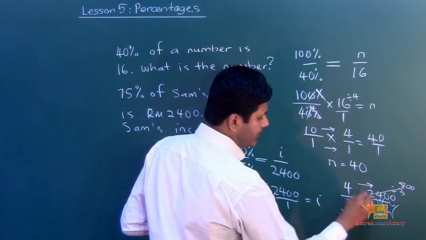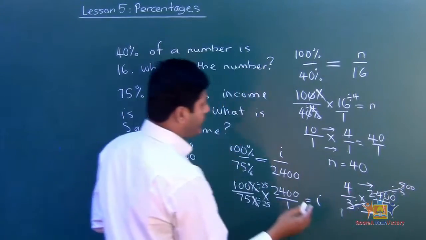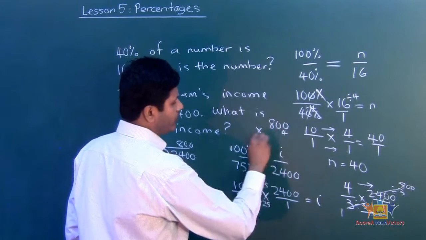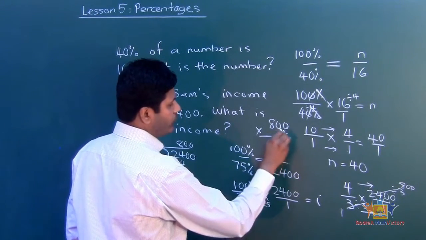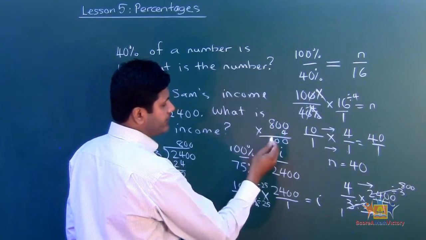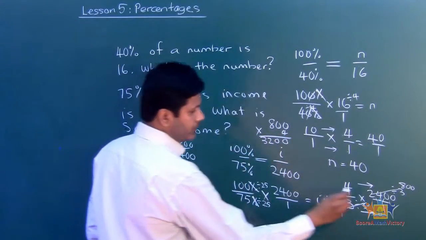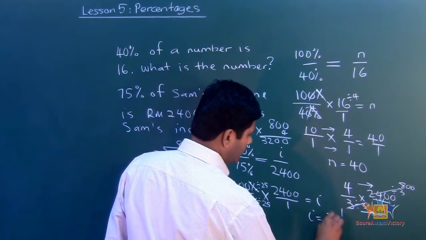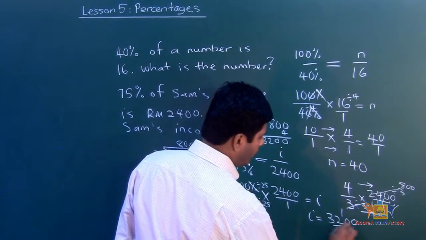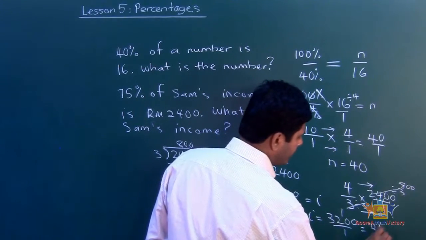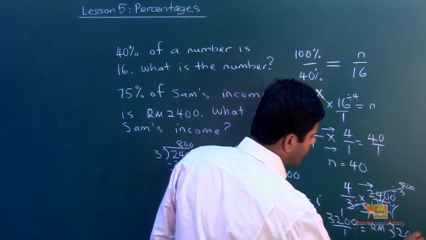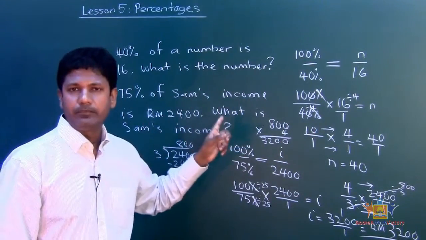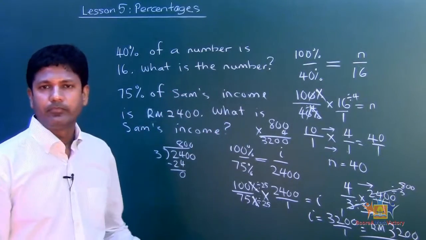Now I use the double arrow method. 4 times 800. So I'm going to use long multiplication. 800 times 4: 4 times 0 is 0, 4 times 0 is 0, 4 times 8 is 32. So that gives me I equals 3,200 over 1, which is ringgit 3,200. Right there. And that is the total income for Sam.